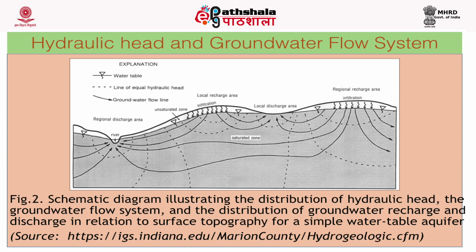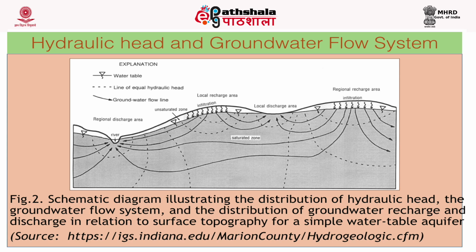We will see about the hydraulic head and groundwater flow system. Here in the schematic diagram, we can see the distribution of hydraulic head. Here the arrow marks indicate the groundwater flow lines, the dotted lines indicate lines of equal hydraulic head, and the solid line at the top indicates the water table. Here we can see the groundwater flow lines go from higher elevation to lower elevation. Here the flow is mainly controlled by the topography.